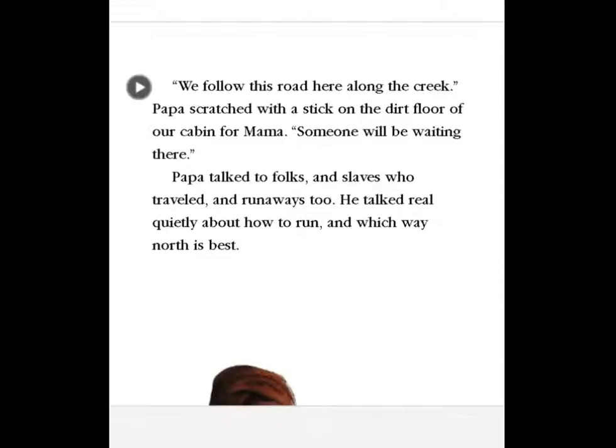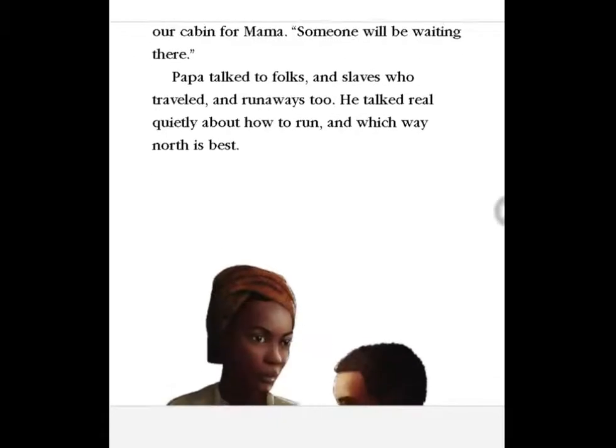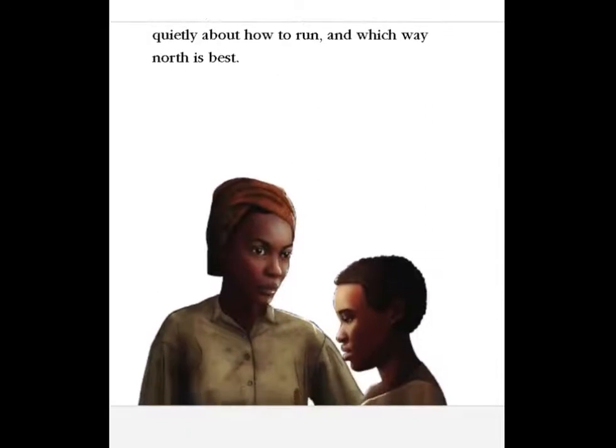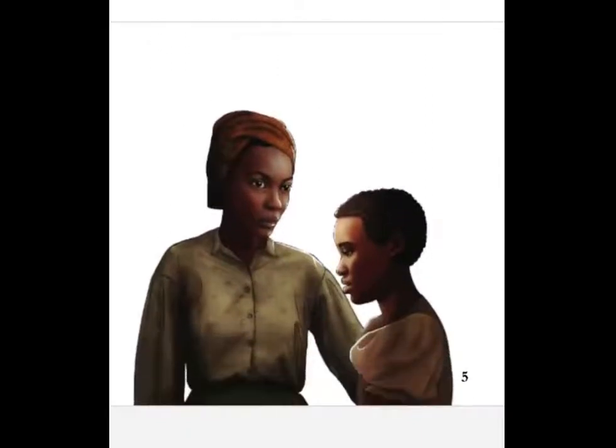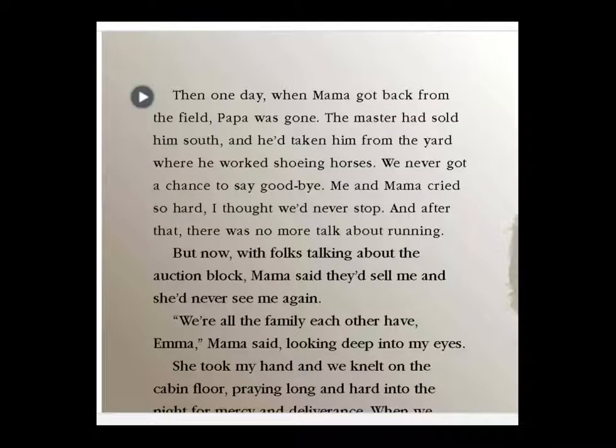We followed this road here along the creek. Papa scratched with a stick on the dirt floor of our cabin for Mama. Someone will be waiting there. Papa talked to folks and slaves who traveled and runaways too. He talked really quietly about how to run and which way north is best. Then one day, when Mama got back from the field, Papa was gone.